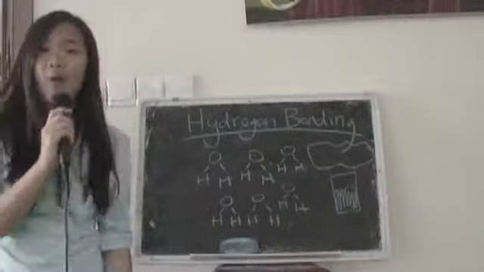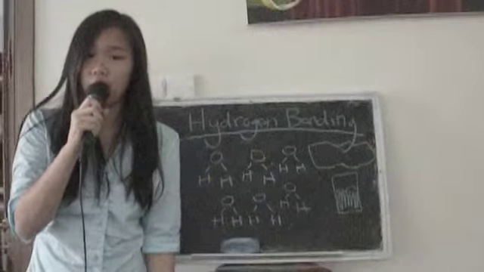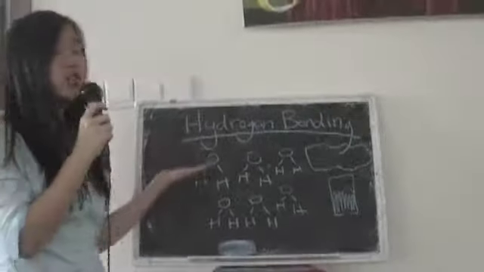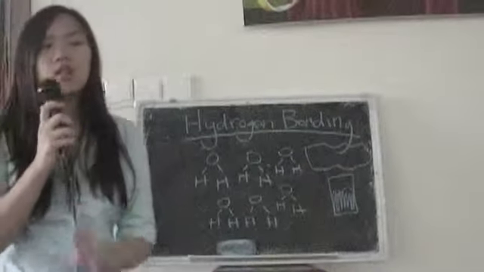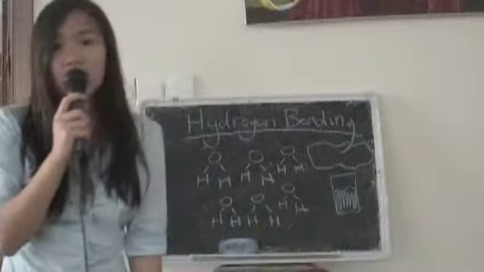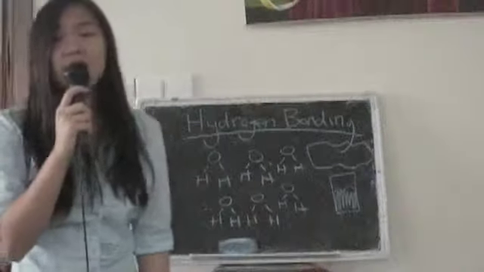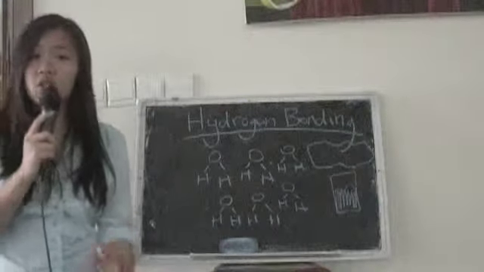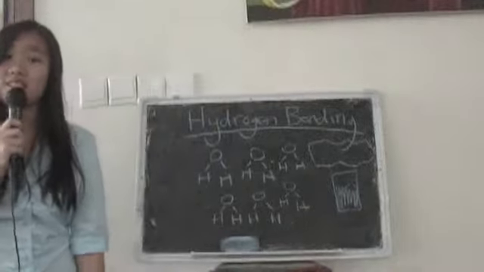Now I'm going to talk about why ice is less dense than water. Ice is less dense than water because of something called hydrogen bonding. The molecule of water is called H2O. That means it is made of 2 hydrogen, 1 oxygen. As you should know, ice and water are made up of the same molecules.